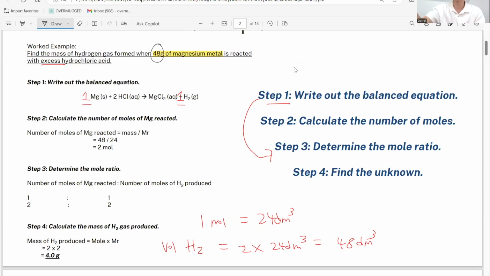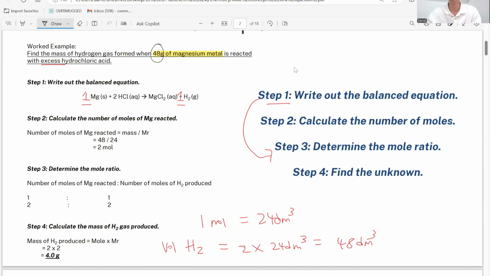Sometimes you need to turn volume into mole. Sometimes you need to turn concentration and volume into mole. It depends. But either way, you must find mole in step 2. Now, how do step 1 and step 2 come together? Step 1 and step 2 allow you to do step 3 correctly. In step 3, you are supposed to find what we call your mole ratio.